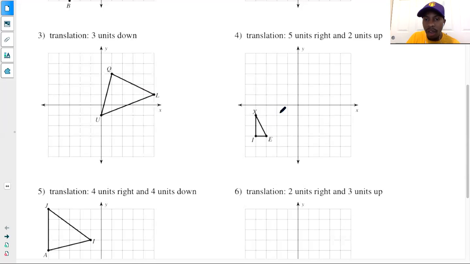So I'm going to count from here, go 5 to the right, 2 units up, and I'll put a dot right there. Do the same thing with I, 5 to the right, 2 units up. And I'm going to do the same thing with E, 5 to the right, 2 units up. Now, the only thing that I didn't do here that you need to make sure you get into the habit of doing is labeling them. So this one here, make sure you label it. This is X prime right here. This is I prime, and this over here is E prime.